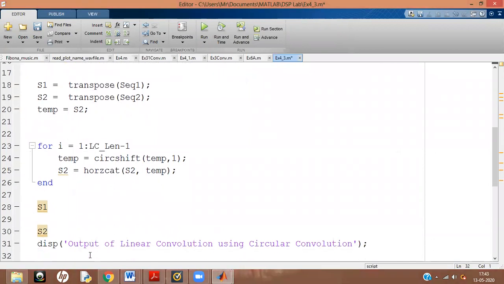If you remember the previous experiment on circular convolution, I am going to use the same code for this also. The reason is I'm giving you the two signals of which the circular convolution is to be done by the software. So I'm taking S1 as a transpose of the first signal, S2 as a transpose of the second signal, and then each of them is going to be circularly shifted from 1 to length of linear convolution minus 1. So this is 6 minus 1, from 1 to 5. So many times it has to circularly shift and concatenate that shifted value with S2. So you form a square matrix, which looks like this.